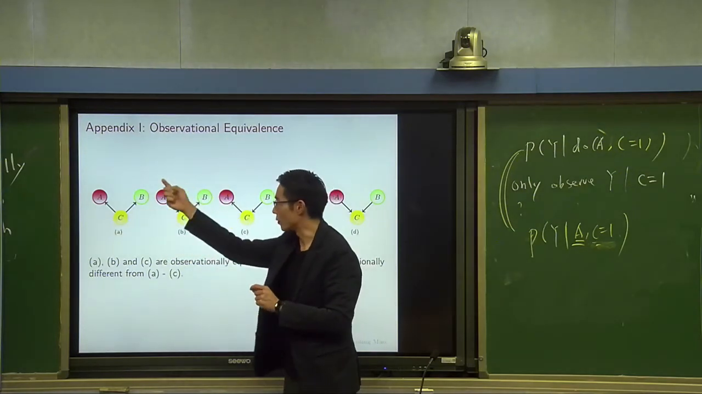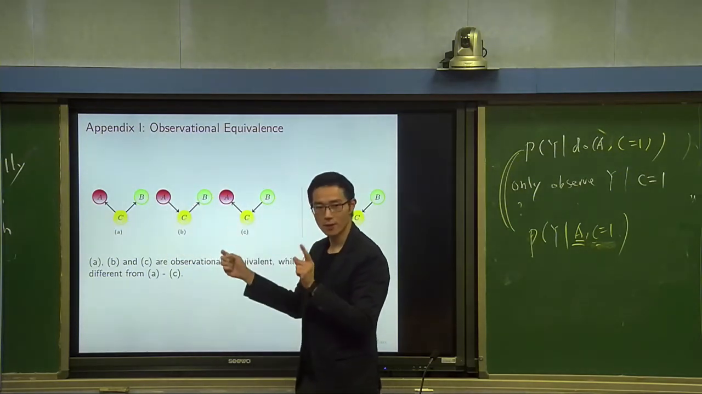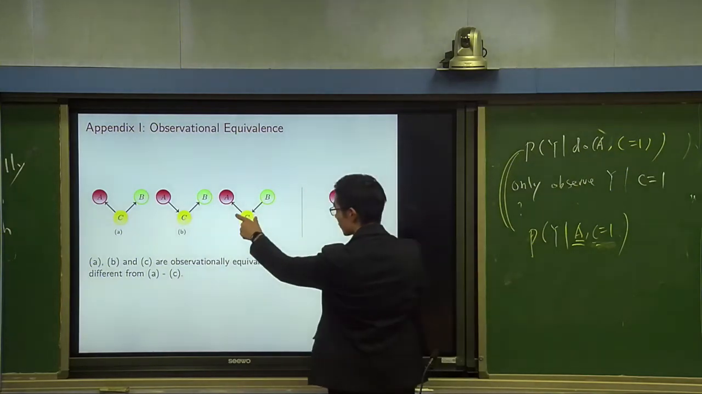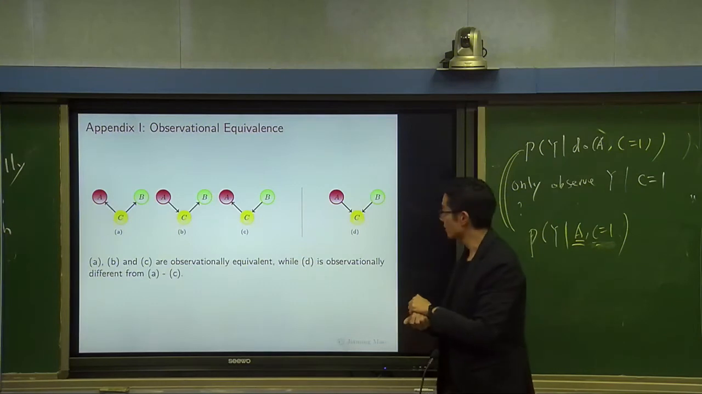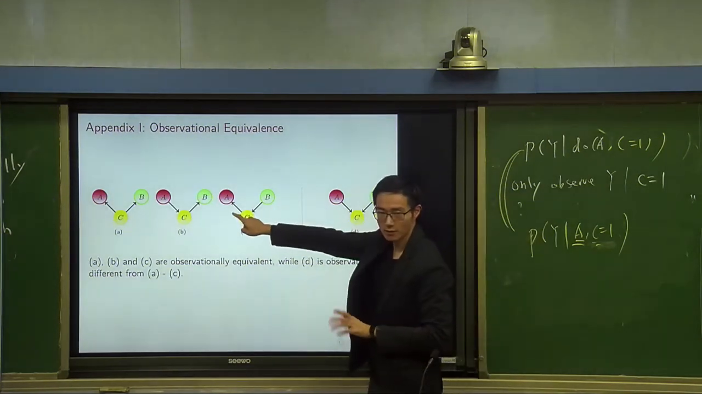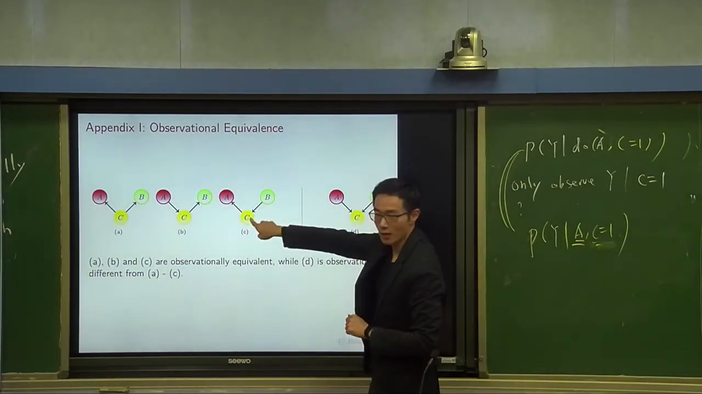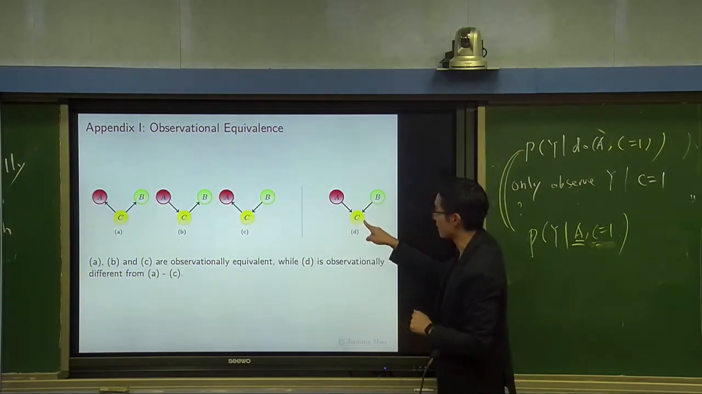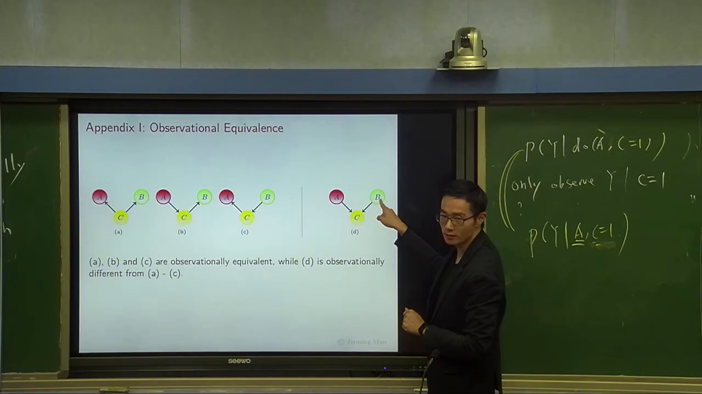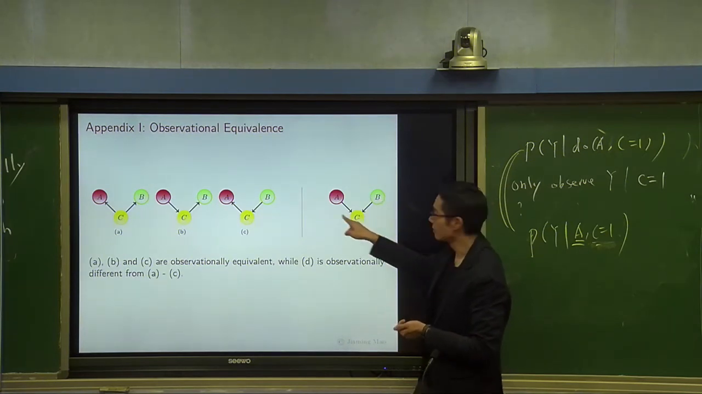There's no way to tell whether it's this case or this case or this case. But we will be able to tell these two things apart because these two are different. They're observationally different. How do we tell them apart? Very easy. This one implies what? This one implies A and B are correlated or independent? Independent, right? Because this is a collider.